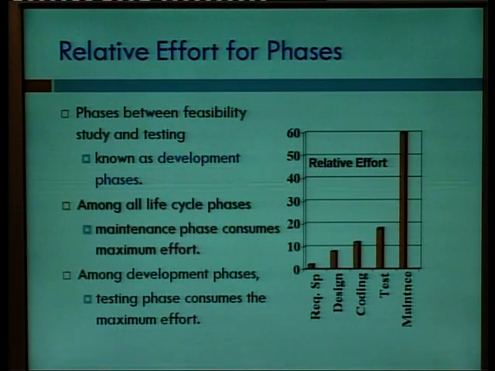Phases between the feasibility study and testing are known as development phases. Among all lifecycle phases, the maintenance phase consumes the maximum effort. Among development phases, the testing phase consumes the maximum effort. That is also shown in the diagram. Here we can see that in the requirement specification phase only a very small amount of effort is required, but at the time of maintenance the maximum effort is consumed.